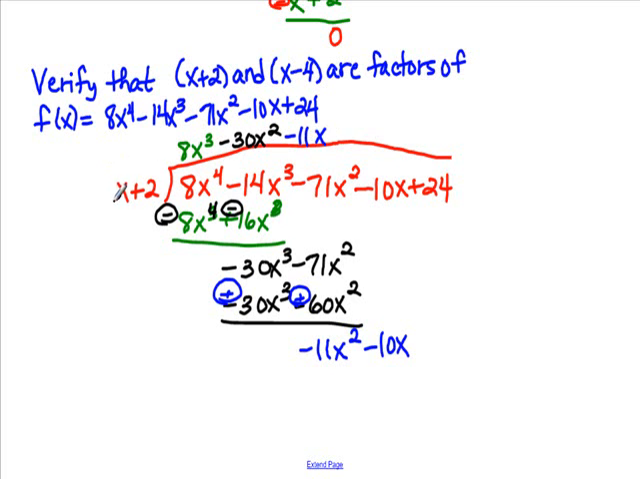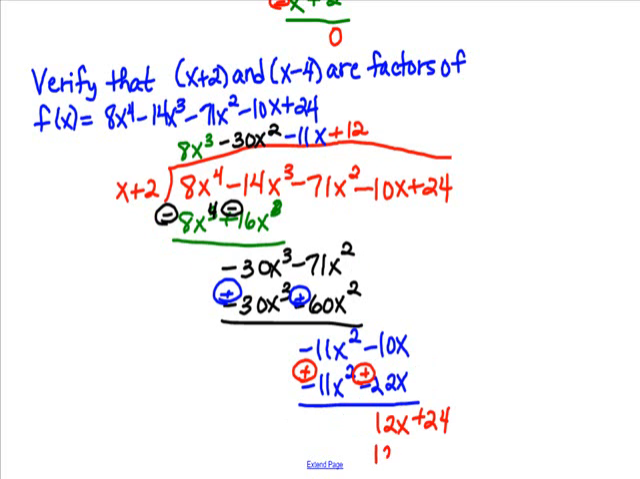So negative 11x times x is negative 11x squared. Negative 11x times 2 is negative 22x. So now we subtract, which will change the signs. 11x squareds are eliminated, and negative 10x plus 22x is 12x, plus 24. So x goes into 12x, 12 times. So multiply, 12x plus 24, and we see that there's no remainder. So indeed, x plus 2 is a factor.